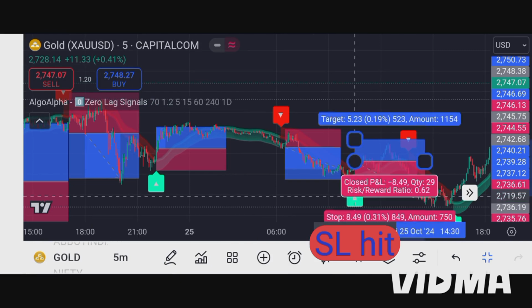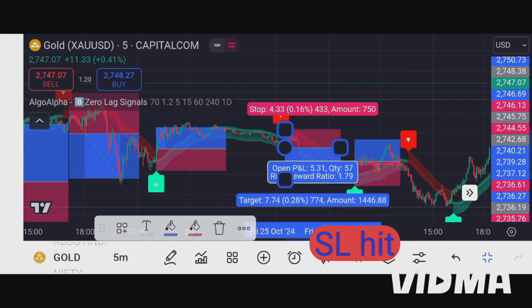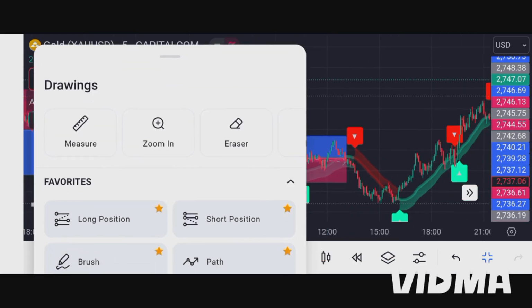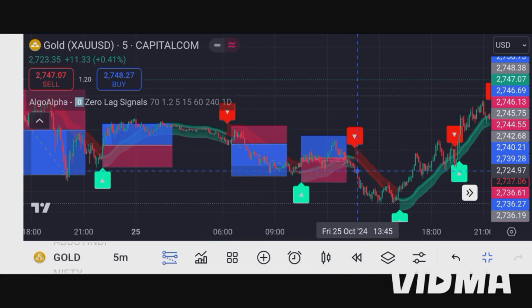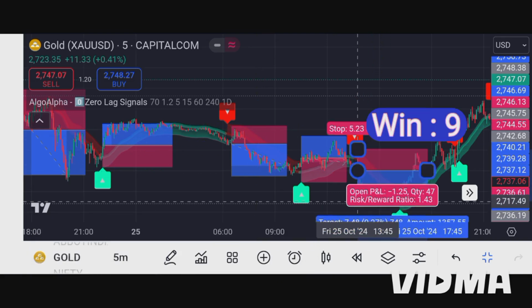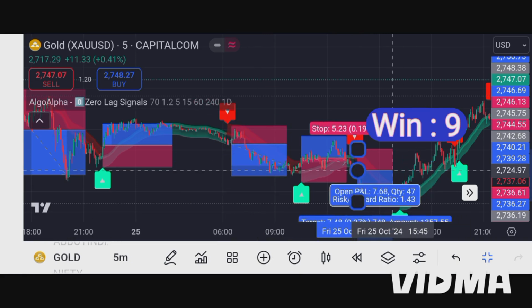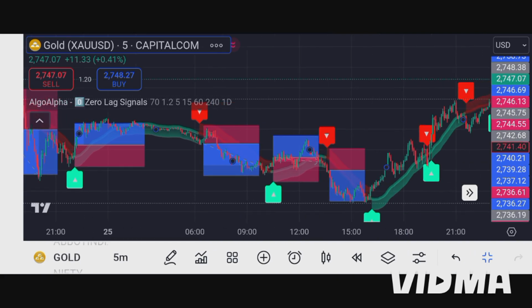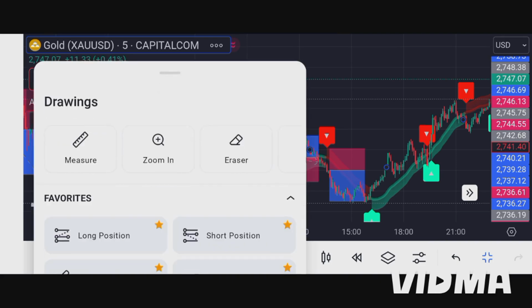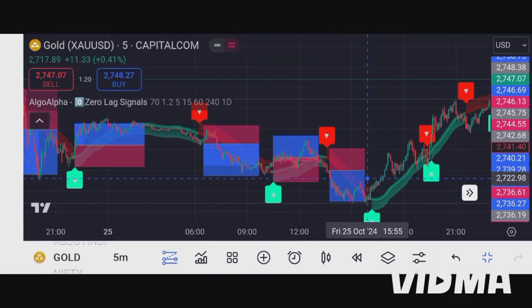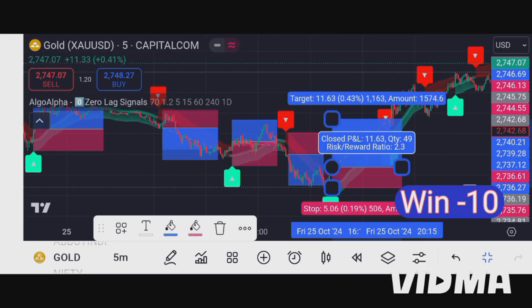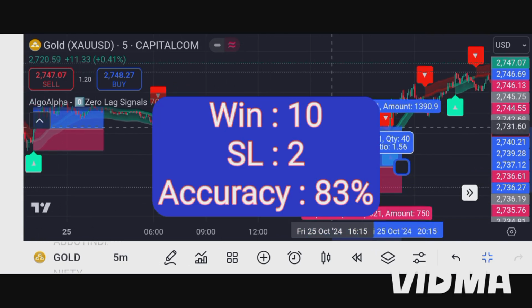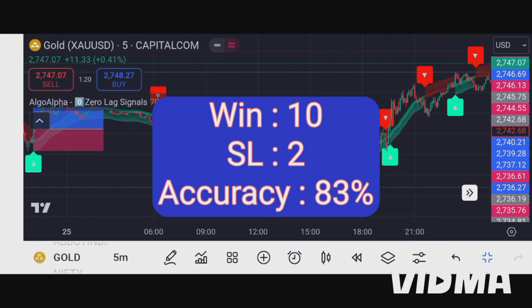SL hit. Ninth win. Accuracy more than 80%. Try this indicator on different time frames on different symbols as per your trading style.